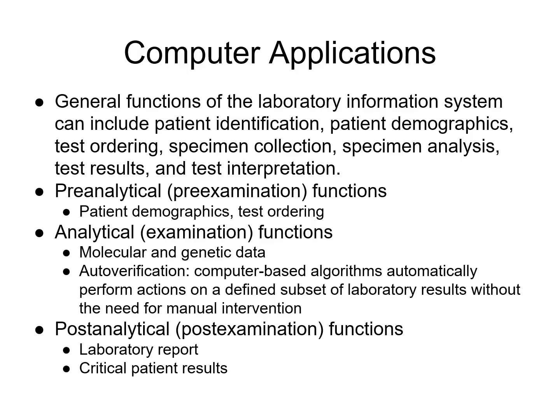So general functions of a lab information system, we have patient identification and demographics, test ordering and specimen collection, specimen analysis and test results, and then test interpretation. So for the pre-analytical functions, it's going to manage patient demographics and the test orders. For your analytical functions, it's going to handle that data, that molecular genetic data. It's also going to have auto verification, so automated processing of certain lab results without the need of manual review. And then post-analytical functions, so that's where it's going to generate your lab reports, and that's also managing those critical patient results as well.